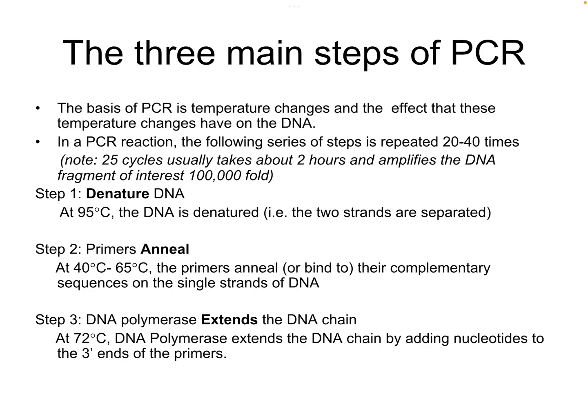Step 2, the primers will anneal. At 40 degrees Celsius to 65 degrees Celsius, the primers anneal or bind to their complementary sequences on the single strands of DNA. Next step is the DNA polymerase extends the DNA chain. At 72 degrees Celsius, the DNA polymerase extends the DNA chain by adding nucleotides to the 3' ends of the primers.